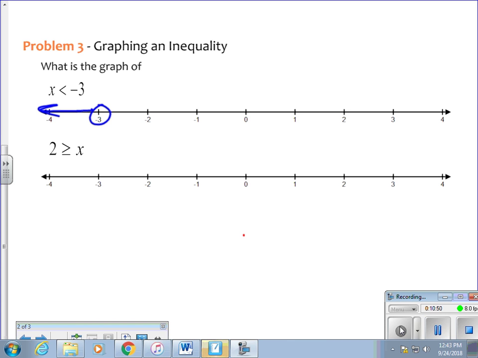Second one, same idea. What's my important number? My important number is 2. And I have a closed circle because it's "or equal." Now, this one's tricky. Is x larger or smaller than 2? It's smaller. 2 is greater than x. So 2 is bigger, so x is smaller. I want everything smaller. 2 is bigger than x, which means x has to be smaller than 2. Don't go by the direction the arrow is pointing. It would work on the first one, but not for the second one.